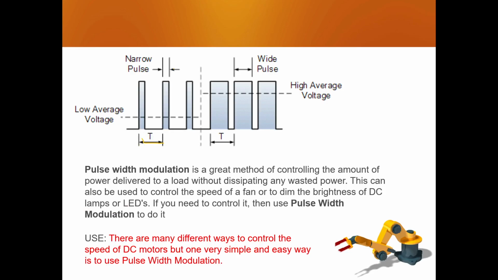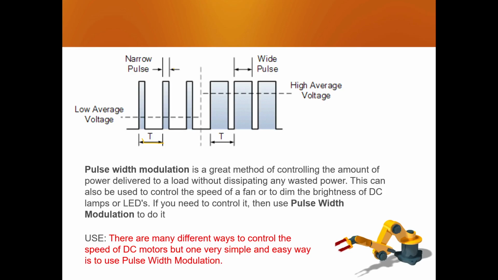So what is basically pulse width modulation and why do we need it? PWM is a great method of controlling the amount of power delivered to a load without dissipating any wastage power. So we can control the amount of power we give to any component. This can also be used to control the speed of a fan.